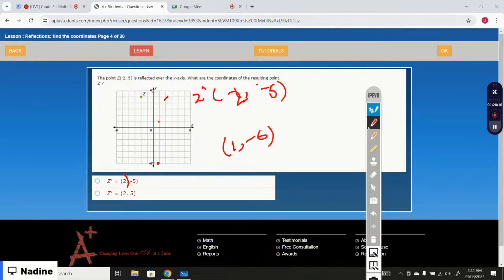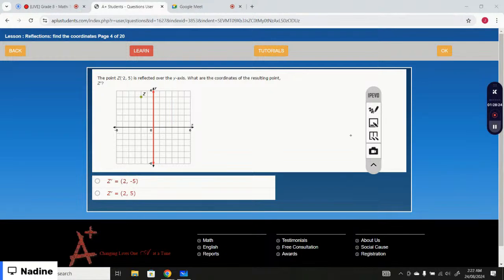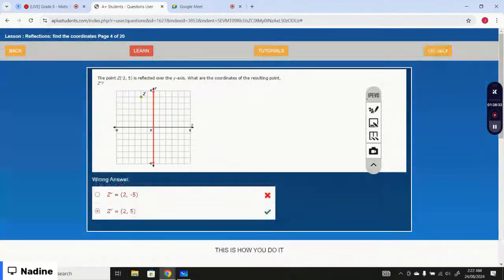Option number 1 is the correct option, right? So that means the reflected image would be 2 and negative 5. Option number 1 is the correct option. 2 and negative 5. Okay.